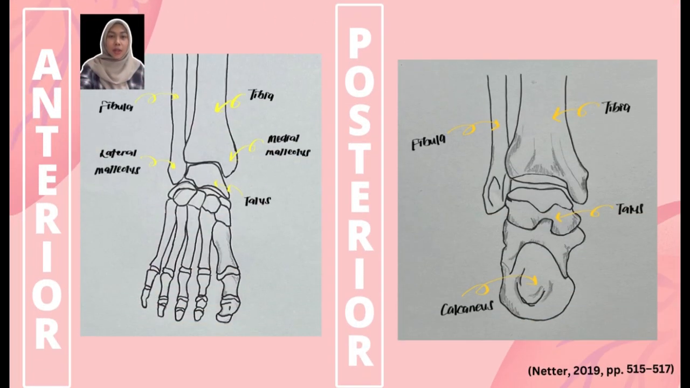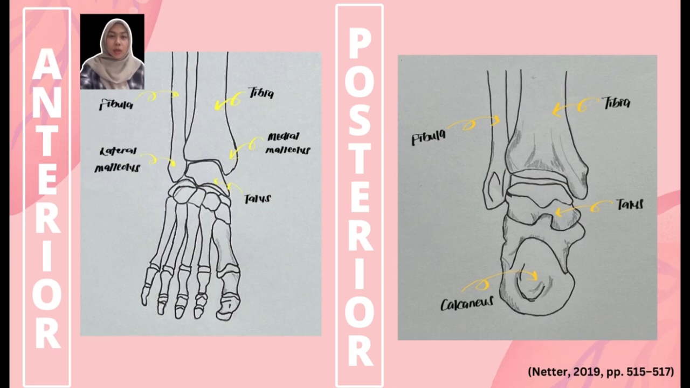I'll continue with the anterior part of the ankle. So, in the anterior ankle, we can see the distal tibia and fibula, the lateral and medial malleolus, the talus, the tarsal bones, which are the cuboid and navicular, the cuneiforms, which are the first, second, and third cuneiform, the metatarsals, and also the phalanges.